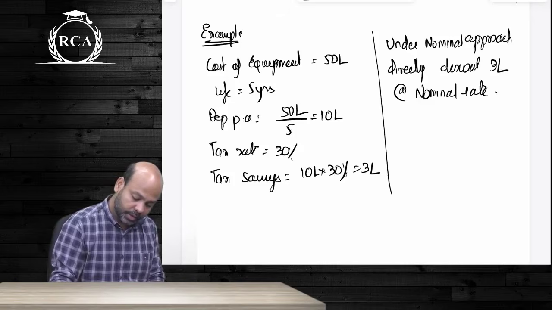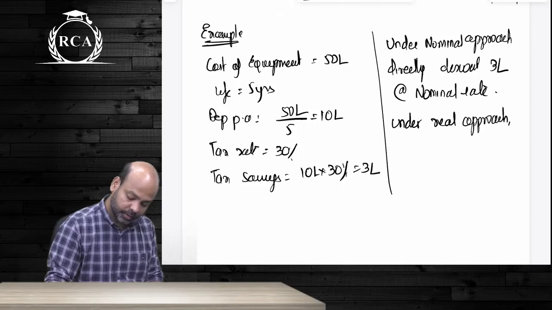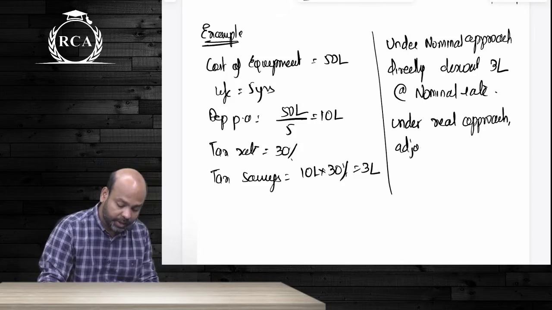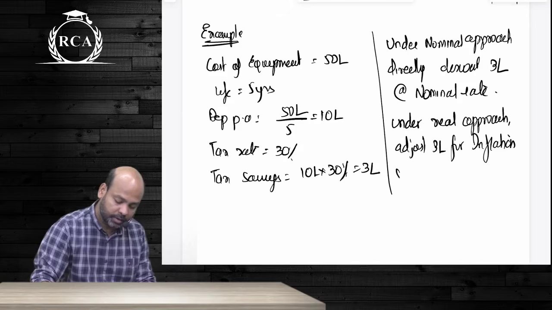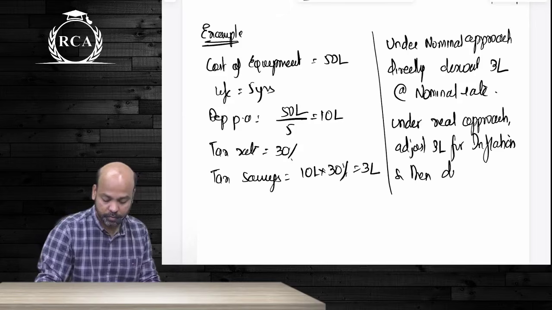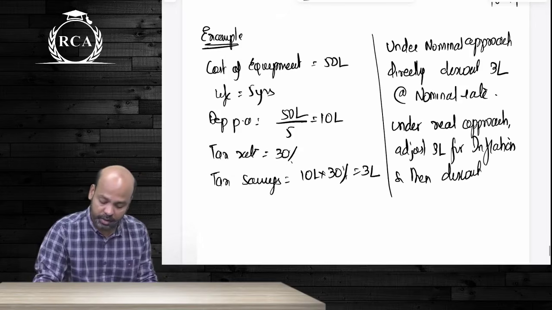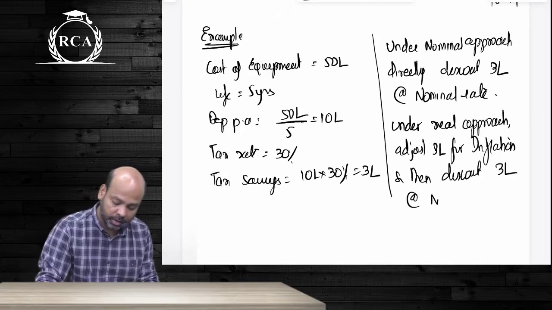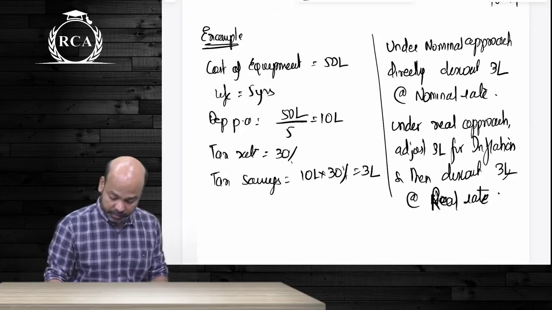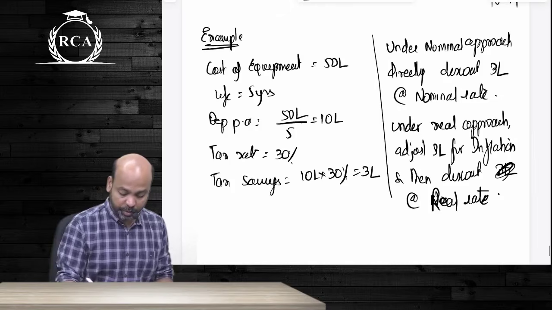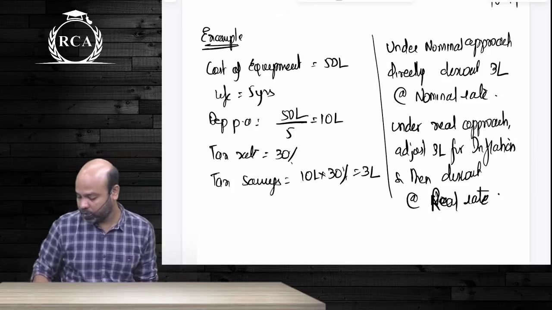But what will you do in real approach? Under real approach, what should I do, beta? Adjust 3 lakhs for inflation. And then discount at real rate. Isn't it the same answer, guys? It is as good as directly discounting 3 lakhs at nominal rate. Sorry, real rate. Don't write 3 lakhs, beta, write whatever its present value is after removing inflation, and then discount at real rate. Are we clear about this?